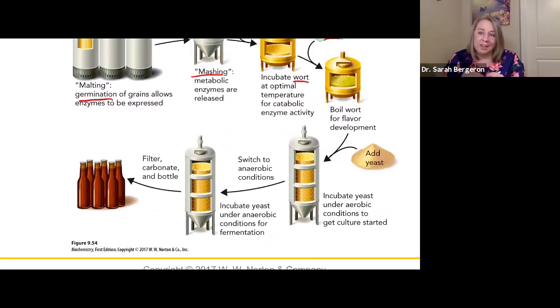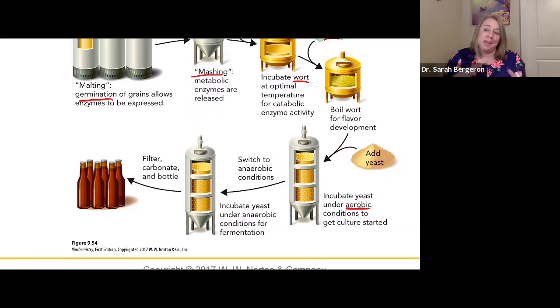And if you add yeast to the hot wort, you're going to kill the yeast. So you've got to let it cool. You add live yeast culture, right? Now this is first added under aerobic conditions because you want to get the culture started. You want to get the yeast growing, right? But you only do it for a short amount of time. And then you immediately switch them over to anaerobic conditions so that they undergo fermentation. So those yeast are going to ferment the remaining sugars into ethanol and carbon dioxide.